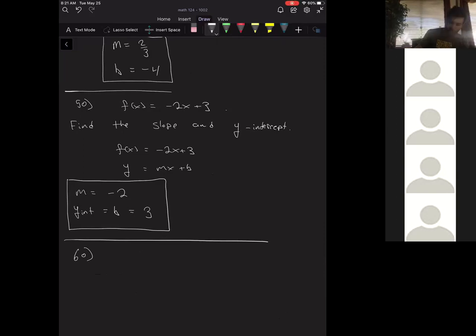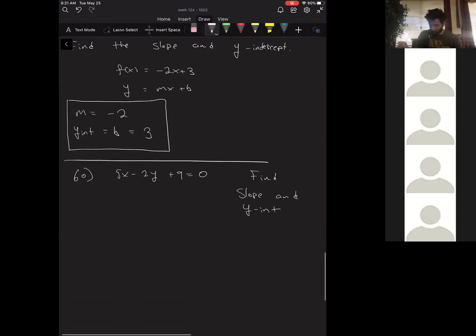So we have 5x minus 2y plus 9 is equal to 0. And just like before, let's find the slope and the y-intercept. Let's do this problem two different ways, just to give more of an idea of how this can work. First, doing it the slope-intercept way, or we'll do it the second way.